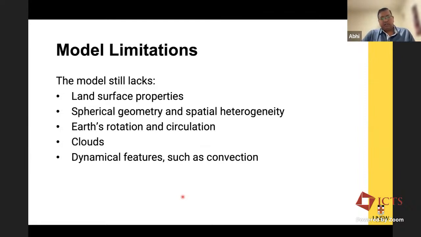But there are some model limits. As I said, this is just a simple greenhouse model with limitations. We still lack a lot of dynamical features. There's no convection, there's no clouds, there's no rotation and circulation, there's no geometry, there's no spatial heterogeneity, there's no land surface properties. But without even adding all these dynamical features, we still get very close to the number that is observed. Obviously, to make it more realistic, we have to model these processes as well, so that you have the dynamical representation of the atmosphere, and once the radiative transfer scheme starts acting on that, then you would get a better picture of how the processes in the atmosphere get resolved.